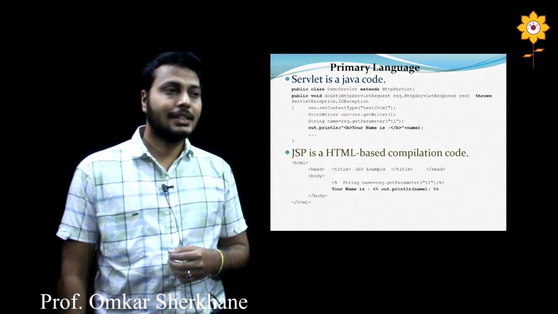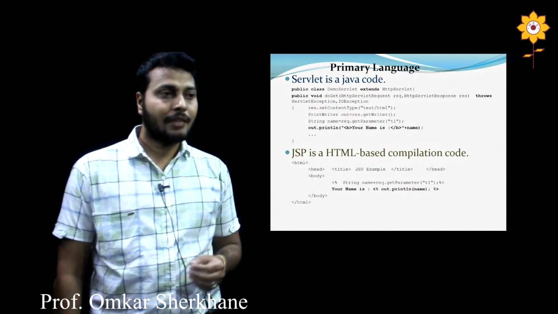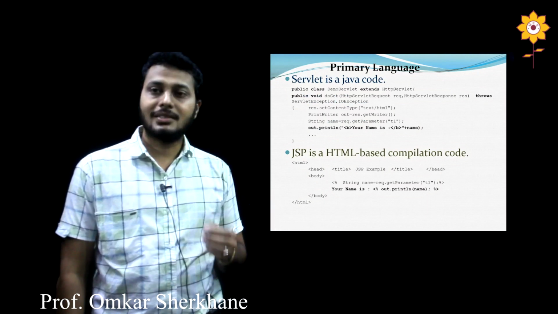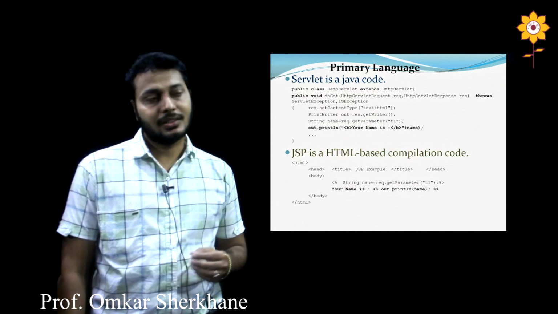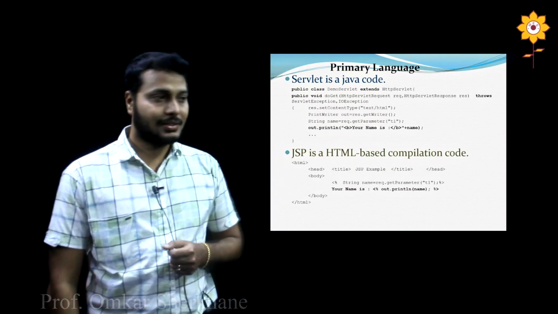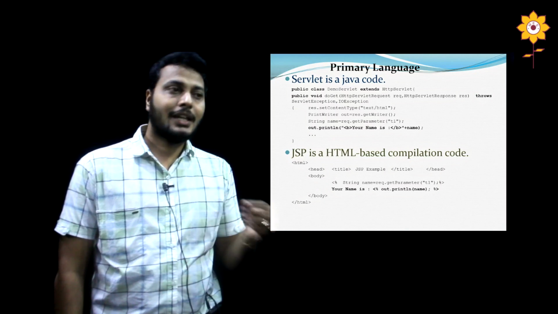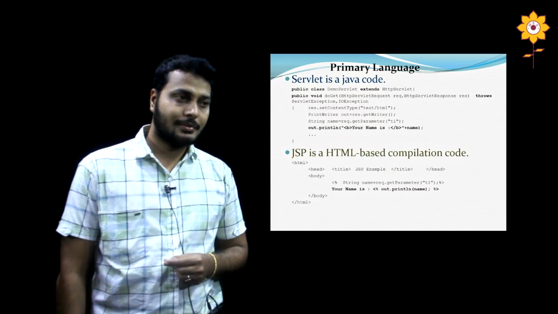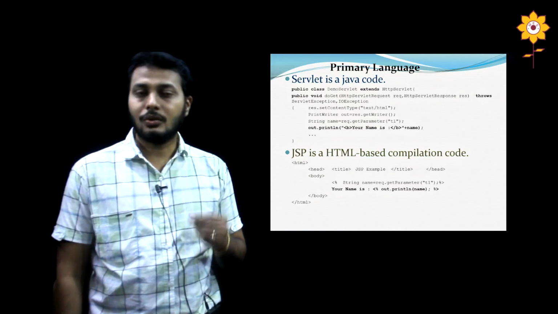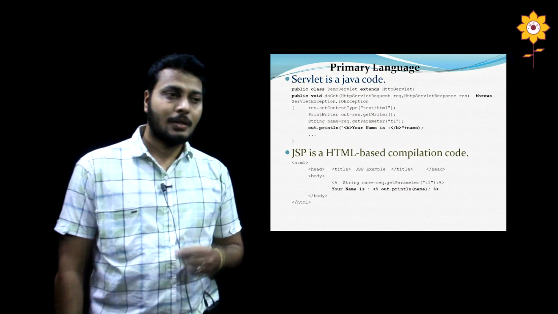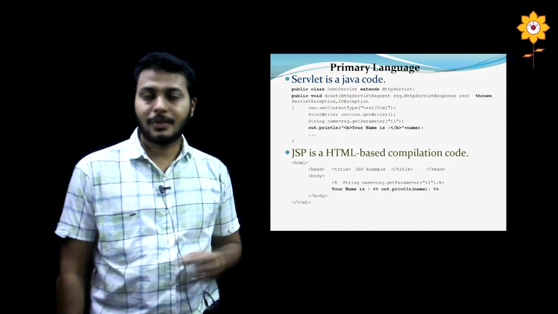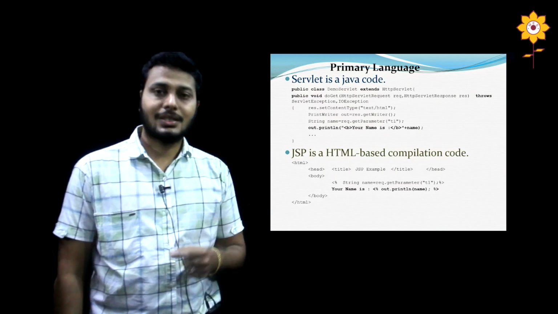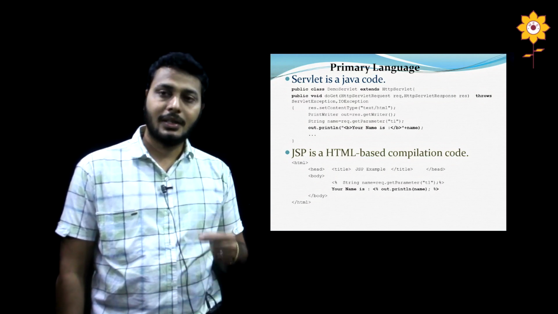Second difference is regarding the primary language. Primary language means which language we are using to write the entire code. In servlet, the primary language is Java. As you see on the screen, the entire code in the servlet we can write simply by using the Java programming language, and the entire structure looks like Java. But on the other hand, in JSP, we can write our code in HTML format. That's why the primary language of JSP is HTML.